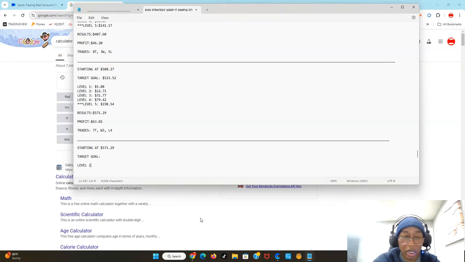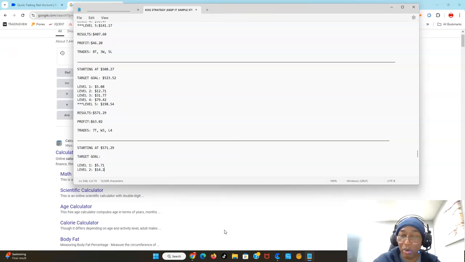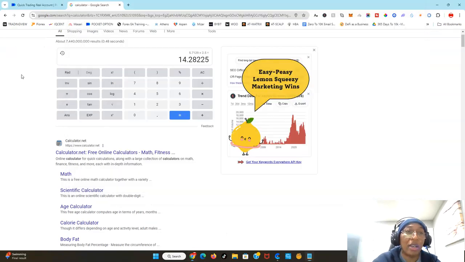Level 1 trade is 5.71, and then level 2, which is a martingale factor of 2.5, is 14.28. And then level 3 is going to be 2.5 times that. We're putting those in because you'll see when they become handy. When you start losing, they become handy.